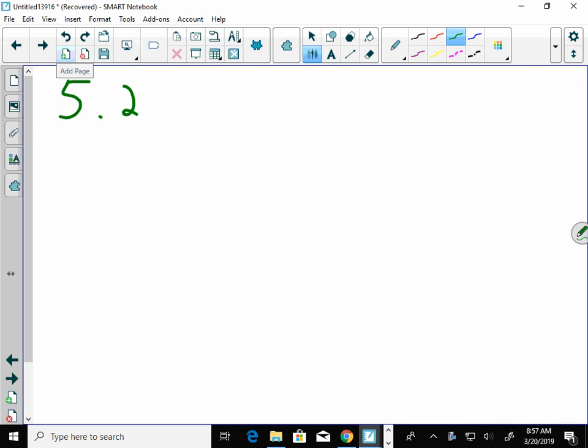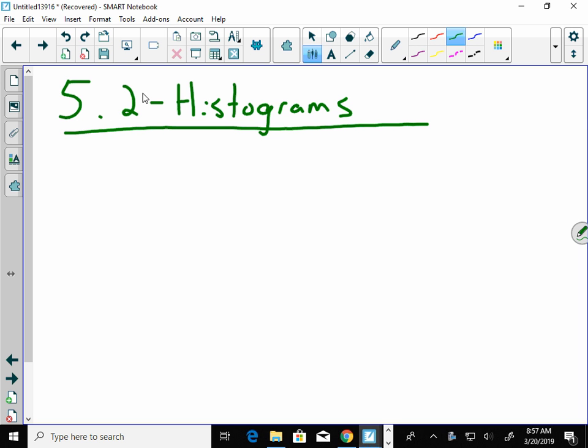Right, so 5.2. Histograms, okay? Now, for histograms, what you should know about them is they're like a bar graph, but what they do is they show frequency, okay? So basically, this is just a fancy bar graph that shows the frequency of an event occurring, okay?